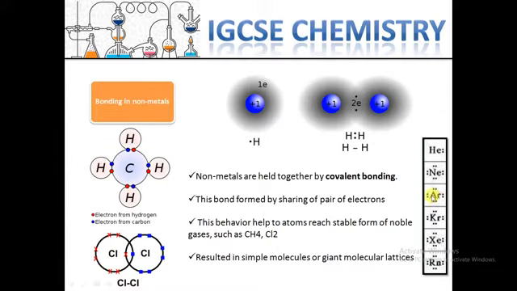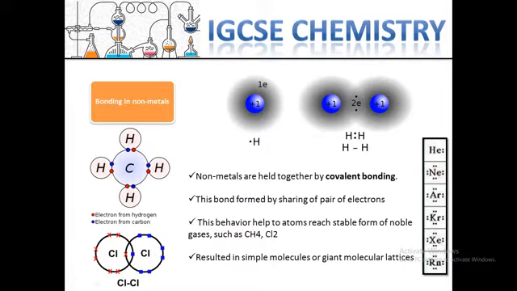So the other atoms in the same period try to lose electrons or receive electrons to reach the noble gas form, because the noble gas form is stable. The other atoms want to reach a stable form. So here carbon receives 4 electrons from hydrogen to fill the outer shell to 8 electrons, which is the same as neon.